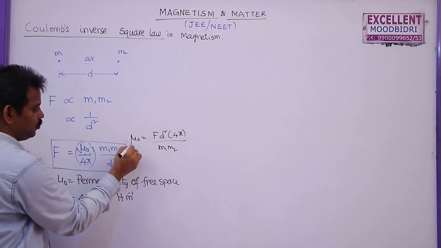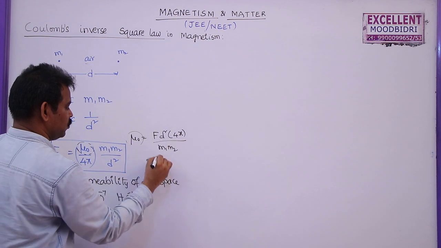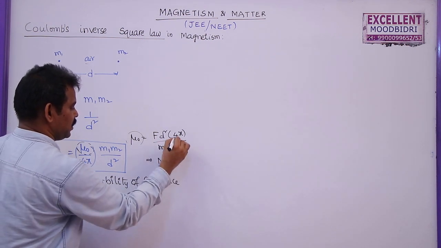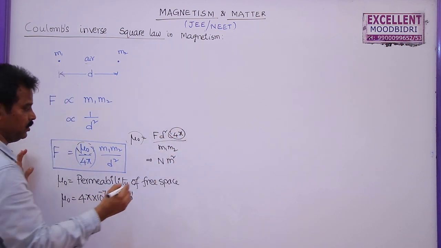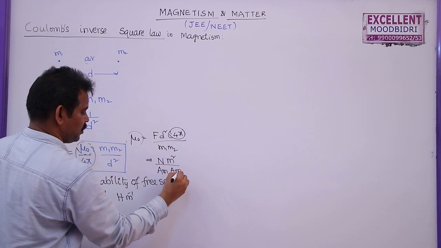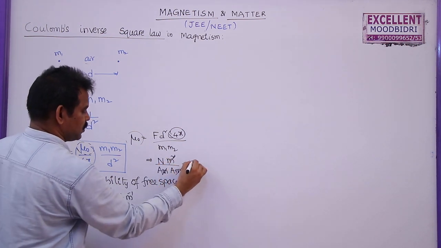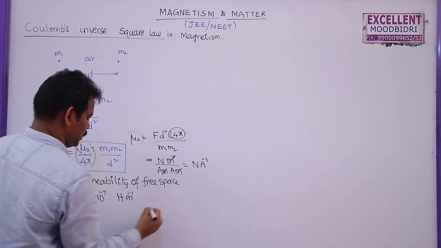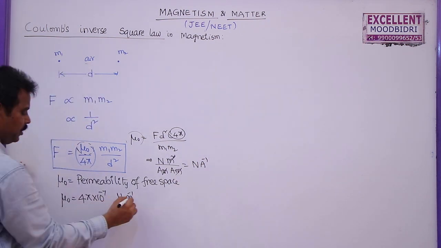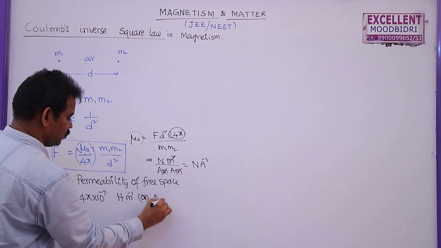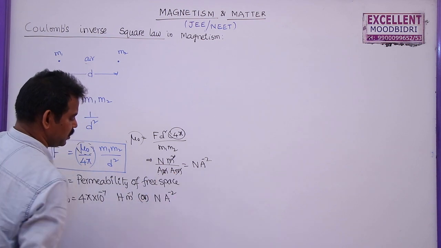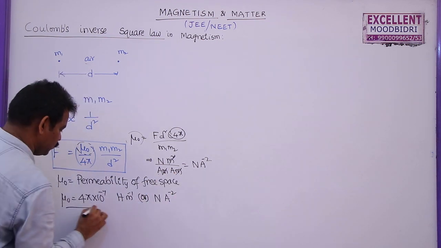So what is the unit of mu naught here? Force is measured in Newton. This is distance square, meter square. 4 pi has no unit, but this has ampere meter, meter square cancels, so Newton per ampere. So the mu naught value is 4 pi into 10 power minus 7 Henry per meter or Newton per ampere square, because it is A into A. So this is the value that we have to remember.